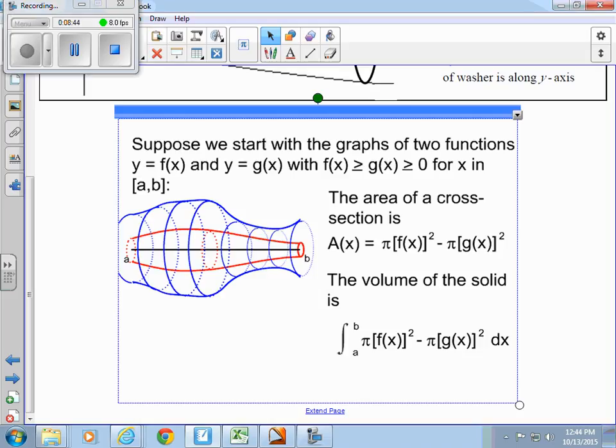Right. Just to make the calculus easier. It's f of x squared minus g of x squared. Is that the same as f of x minus g of x, all in parentheses, squared? No. So be careful, don't do that.